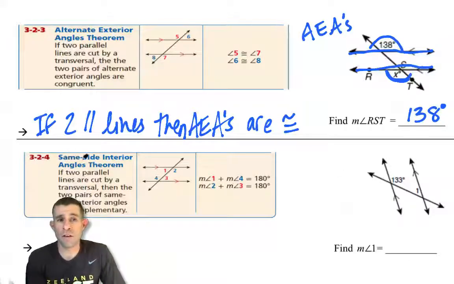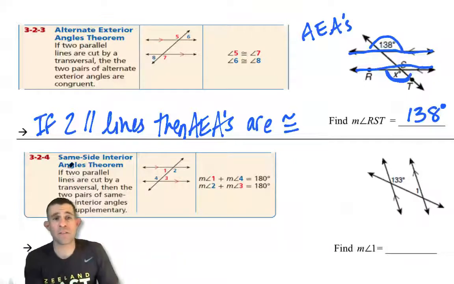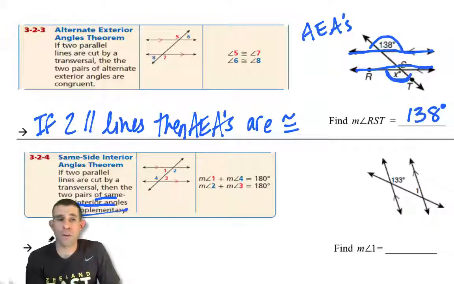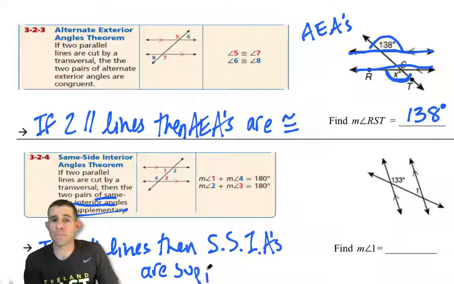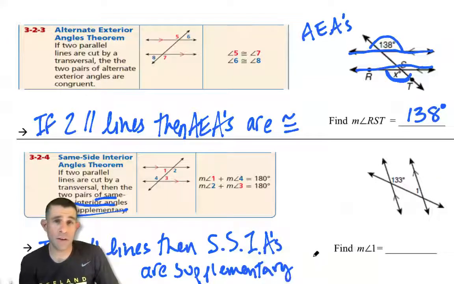All right, finally here, our next theorem, it says same side interior angles. Now, this is the one that's different. So read through this carefully. It says if two parallel lines are cut by a transversal, then same side interior angles are supplementary. So we'll abbreviate that as if two parallel lines, then same side interior angles are supplementary. Now remember, supplementary means that they add up to equal 180 degrees.